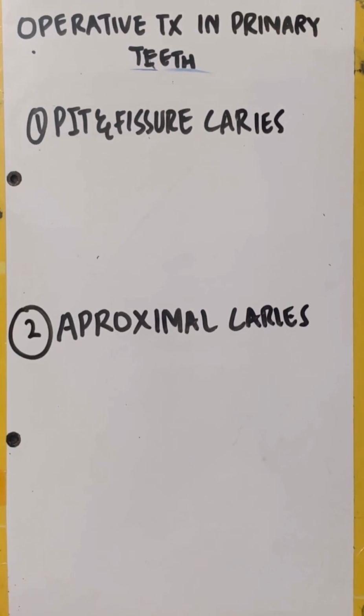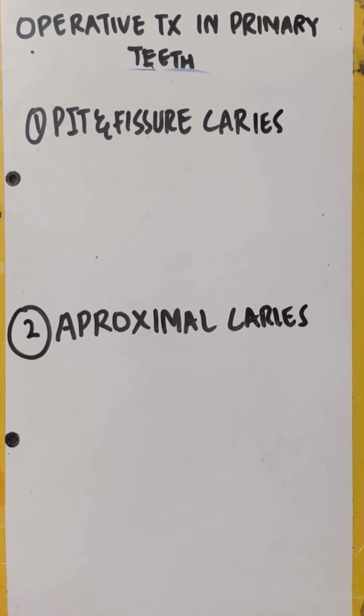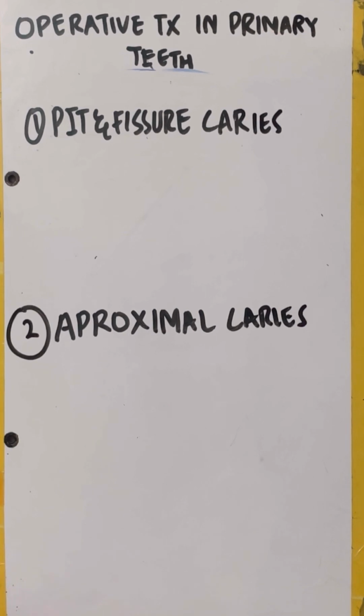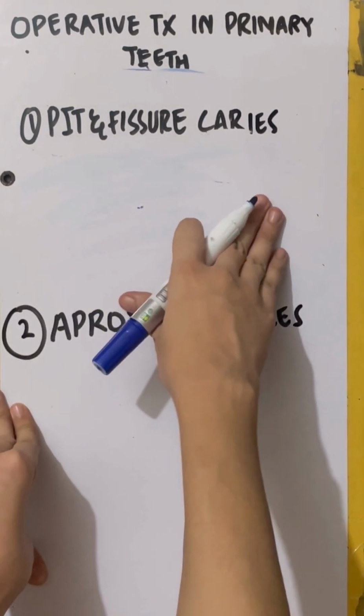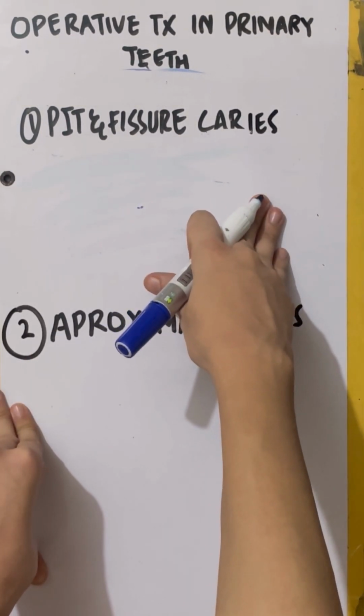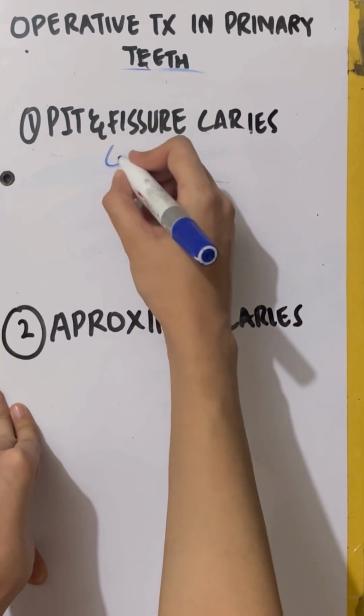Today we are discussing the operative treatment in primary teeth. There are different options to treat primary teeth, depending upon the extent and type of caries. The first that we are discussing is pit and fissure caries. If pit and fissure caries are present, that means the child is at high caries risk.